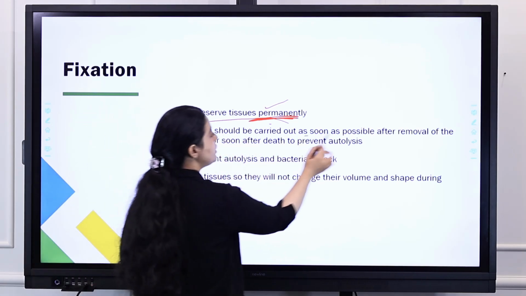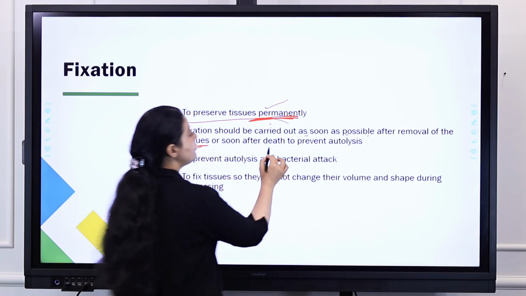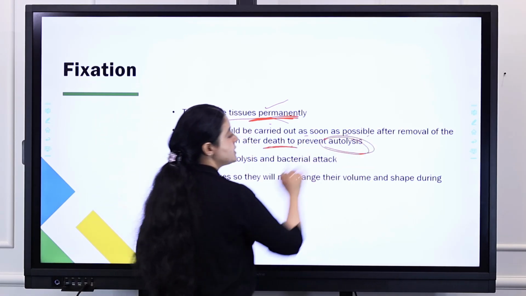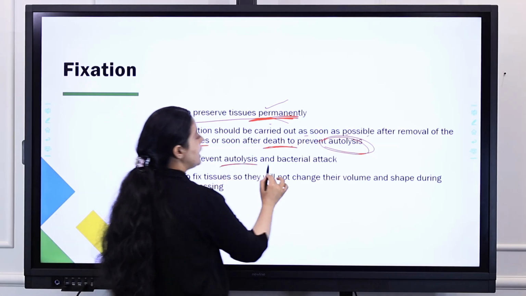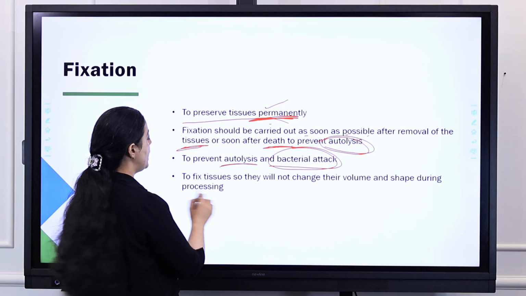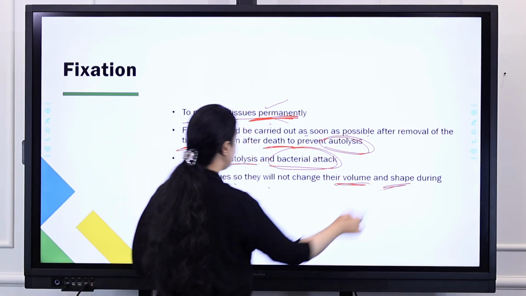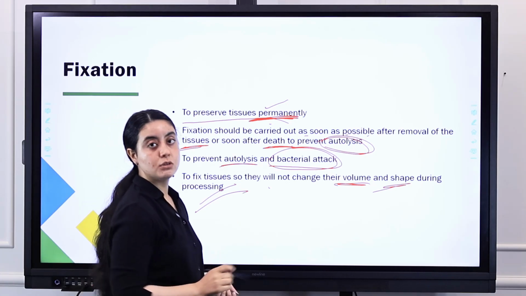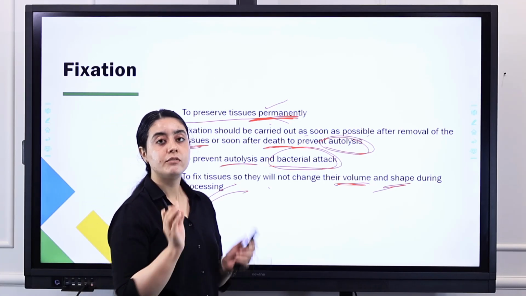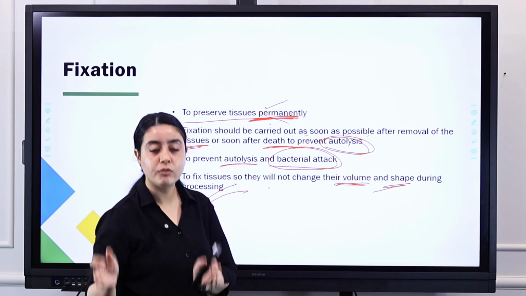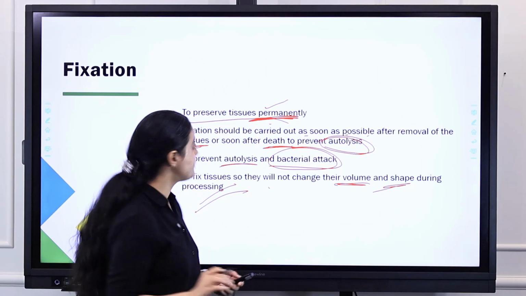Fixation should be carried out as soon as possible after the removal of the tissue or soon after death, to prevent autolysis, right? So we have to fix our tissues to prevent autolysis and any kind of bacterial attack, and so that they will not change their volume and shape during the processing. We have to preserve its shape, volume, color, everything. We need the sample in its original form, so we have to fix it before the processing, right?